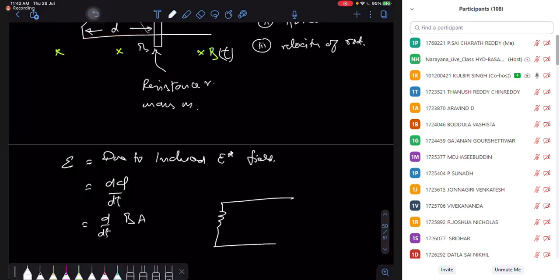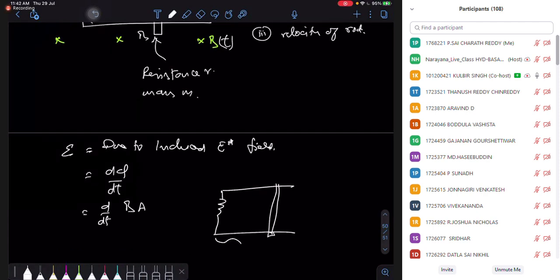So Lenz's law says no, this area is not going to remain the same. It's going to keep on changing. The reason is that if a current is developed in this structure, this current will give me a force on this rod. Whenever there is a current and a magnetic field, a current-carrying wire in the magnetic field experiences a force. So this force will change this length.